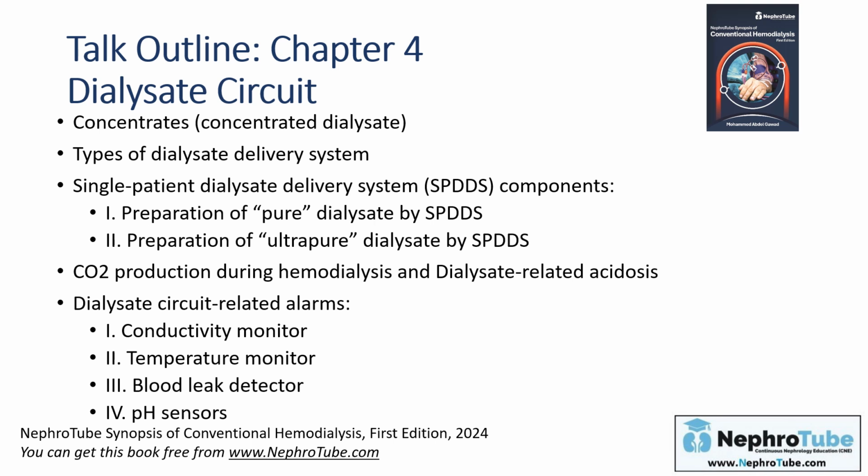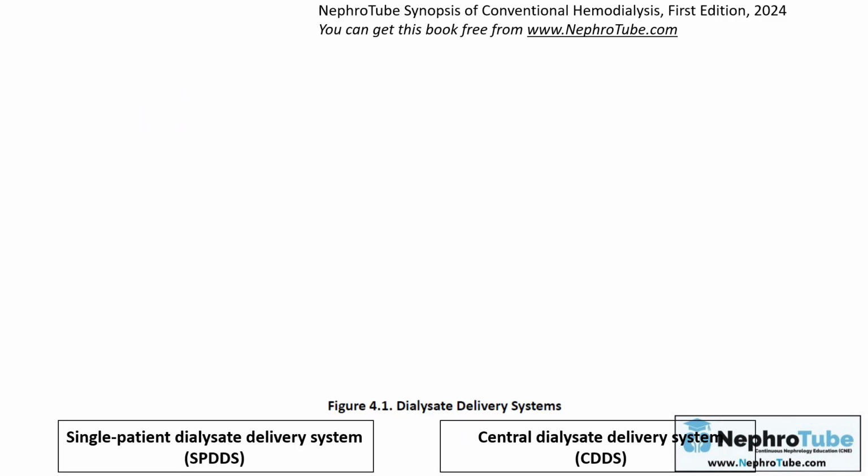Now, after we finished talking about the concentrates or the concentrated dialysate that will be diluted later by the hemodialysis machine, I want to talk about types of the dialysate delivery system. We start now to talk about the second component of the dialysate circuit, which is the dialysate delivery system. Actually, there are two types of dialysate delivery system. The single patient dialysate delivery system, and this is the most commonly used around the world, and the central dialysate delivery system. Let's start with the single patient dialysate delivery system.